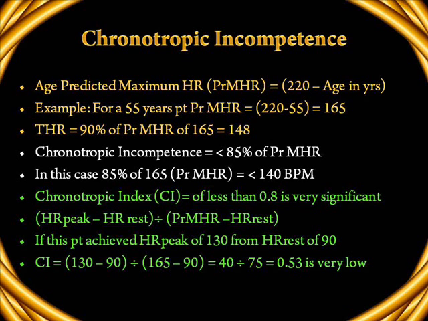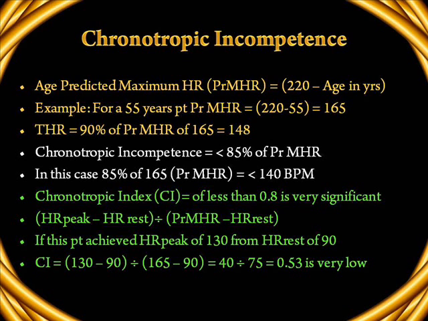If we want to say that he has got chronotropic incompetence, his heart rate increase should be less than 85% of the predicted maximum heart rate. In this case, 85% of the predicted maximum heart rate, or 85% of 165, is equal to 140. Supposing this patient of 55 years has not got an increment in the heart rate beyond 140, we can clearly say that he has got chronotropic incompetence.